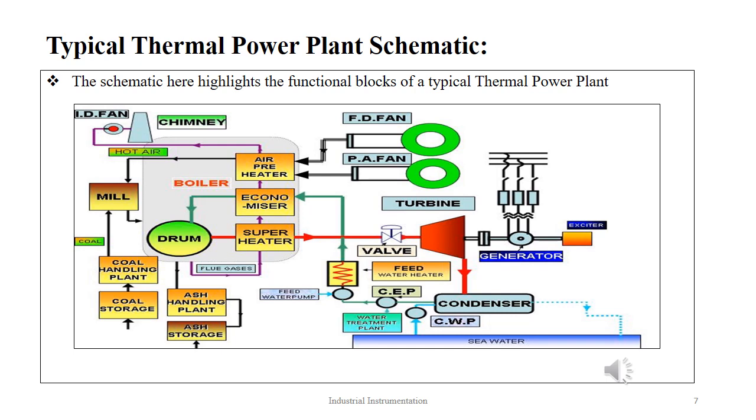We have the turbine where the conversion from mechanical energy to electrical energy takes place, and then we have the generator from where the generated electricity is moved on to the grid element. We have a lot of other segments and sub-segments like condenser, CWP, coal handling plant, coal storage, ash handling plant, and ash storage. They all form part of the thermal power plant.